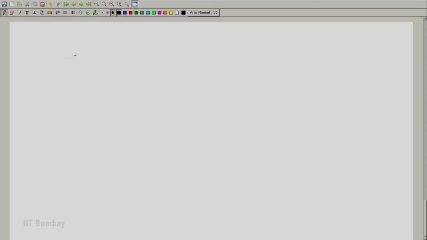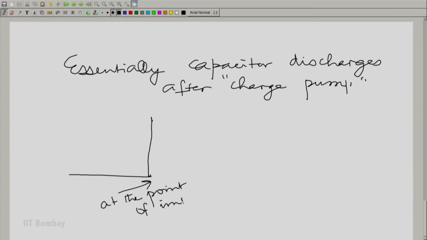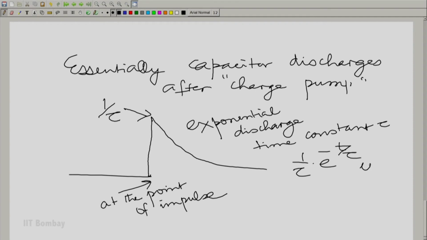So, what we are saying essentially is, the capacitor discharges now after the charge pump. There was a charge pump at the point where the impulse occurred, and the charge pump caused a voltage of 1 by tau, and then there is an exponential discharge with a time constant of tau. So, essentially 1 by tau e raised to the power minus t by tau u(t). That gives us a physical interpretation of this unit impulse response that we saw.